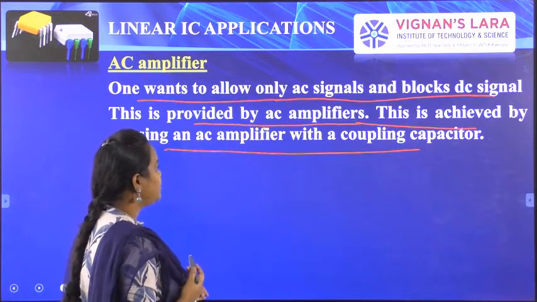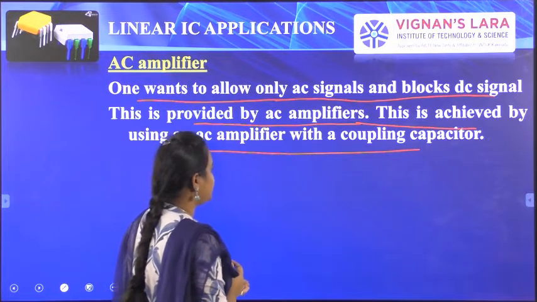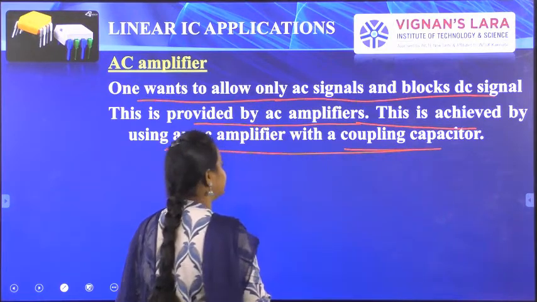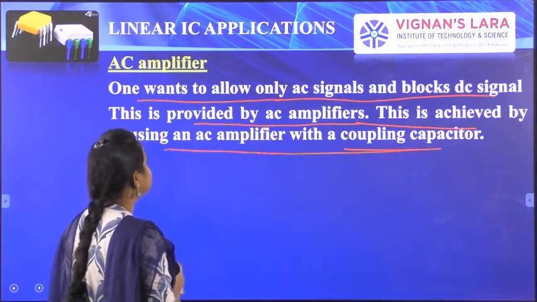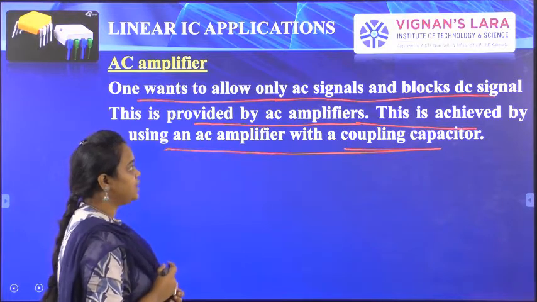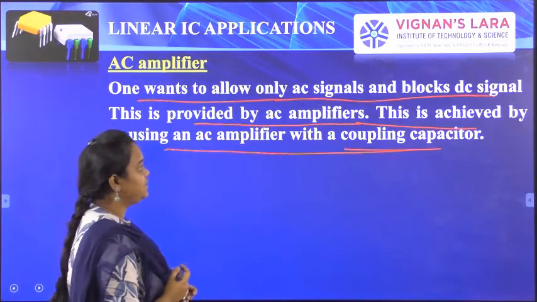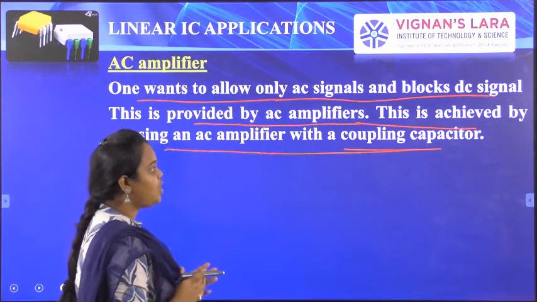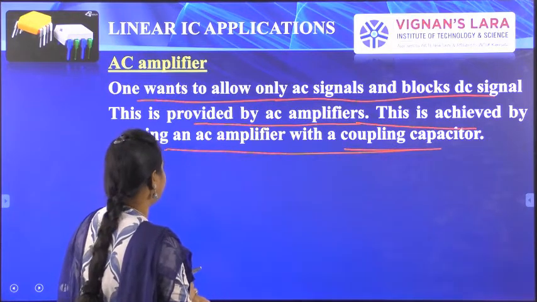The AC amplifier uses coupling capacitors while measuring the AC components in the signals. So this AC amplifier is used to measure AC signals, not DC signals. AC signals are allowed while it blocks the DC signals in the output. So this is about AC amplifiers.